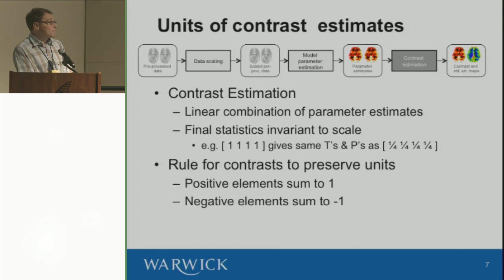So, just as an advertisement, I try to make a rule whenever I do analyses to use a construction of the contrast that is guaranteed to preserve the units. So if you've gotten the units just the way you want them here, and you've gotten your regressors to make sense here, if you use this rule so that the contrast's positive elements sum to 1 and the negative elements sum to -1, that will give you a units-preserving contrast.